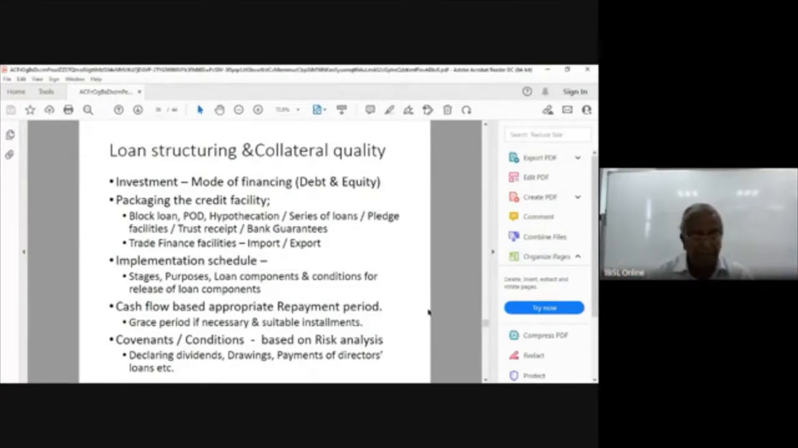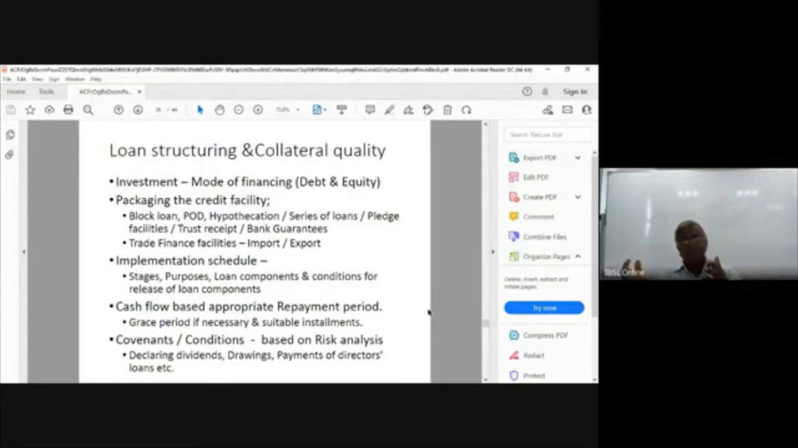So that is the package. And then after packaging, the implementation schedule. How are you going to implement? How are you going to release the loans? Stages, what are the stages? For what purposes?